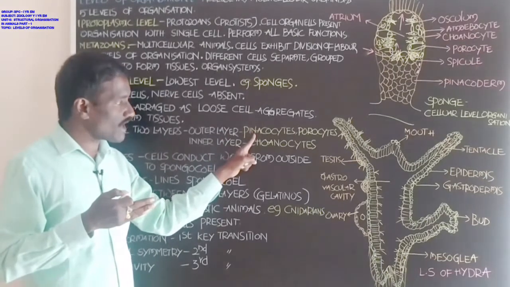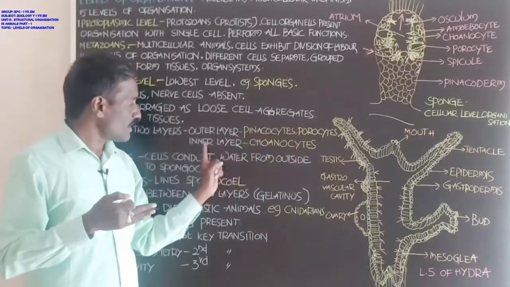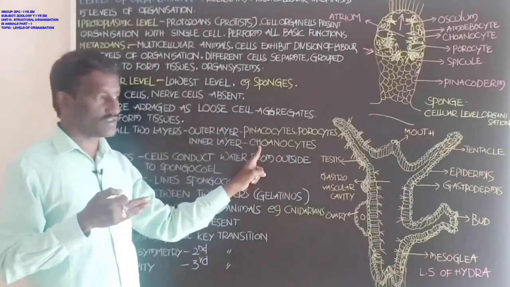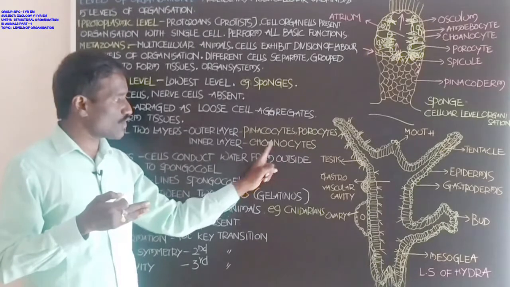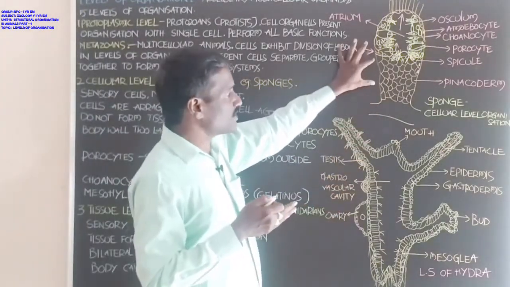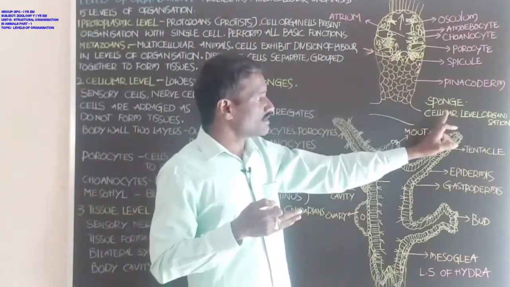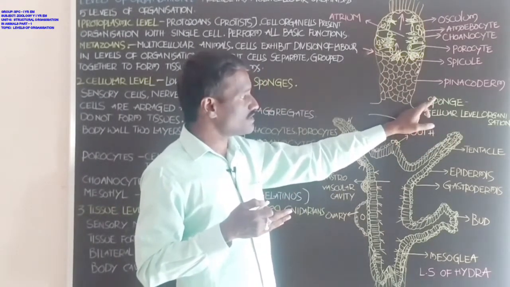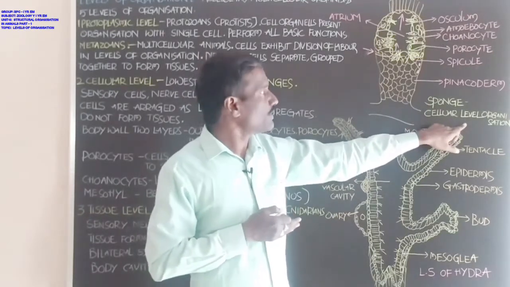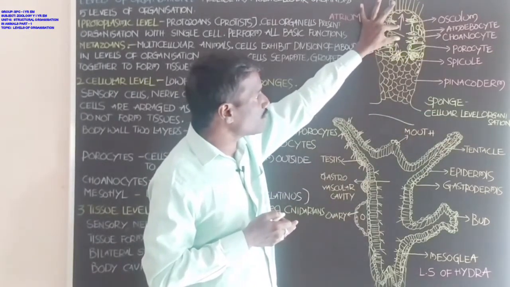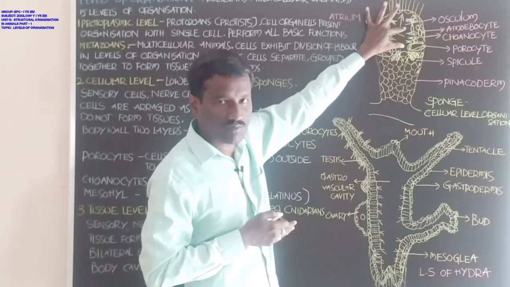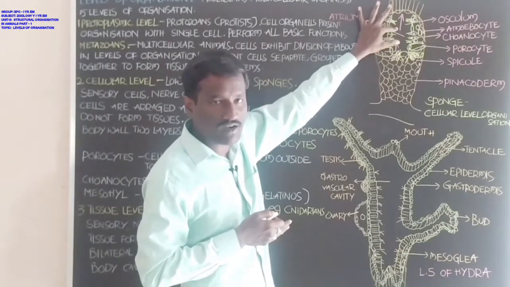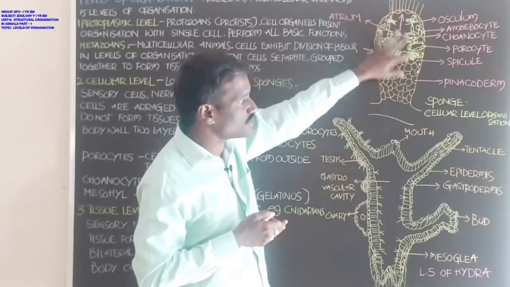The outer layer has pinacocytes and porocytes. The inner layer has coenocytes. These are the names of the cells: pinacocytes, porocytes, coenocytes. Students, if you observe the body plan of sponges, this diagram shows the sponge with cellular level organization. The outside of the body is cut and opened to observe the inner part of the sponge.